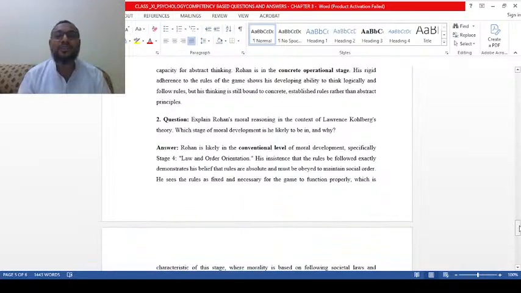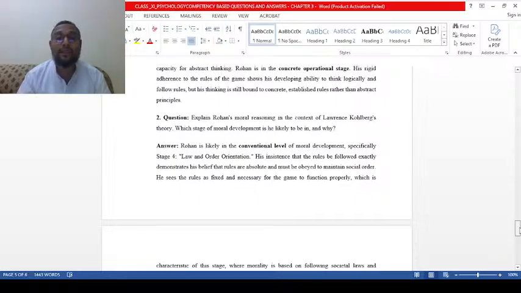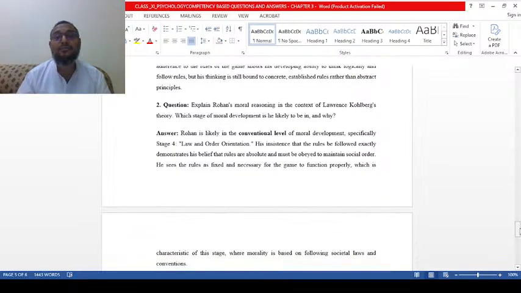Explain Rohan's moral reasoning in the context of Lawrence Kohlberg's theory. It is the conventional level of morality. In conventional level, people try to follow the rules, laws. That is basically law and order orientation. Law and order orientation, stage 4 it is. His insistence, the conventional level.